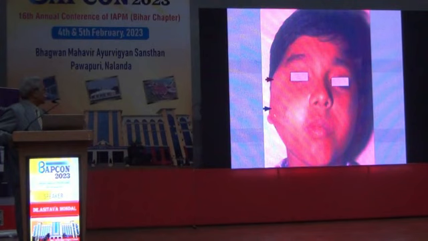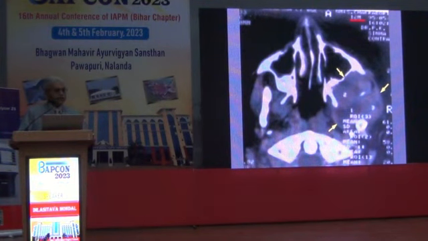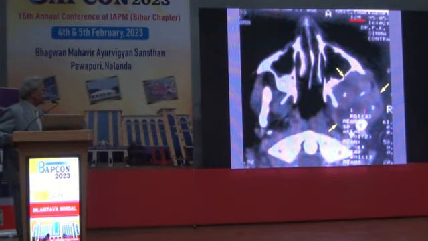So this is the patient. Parotid swelling looks like, but this is really a mass. But where is the mass? CT scan shows this is the mass. Where is the mass? It is arising from the pterygoid muscles, medial and lateral pterygoid muscles. See the amount of bone destruction.